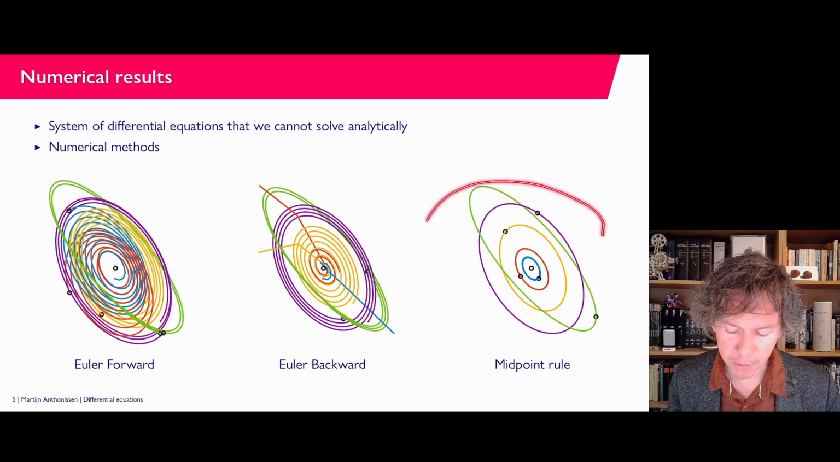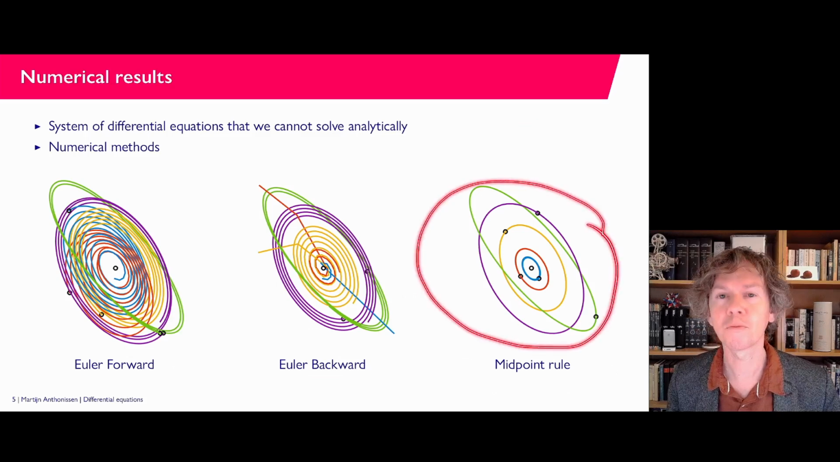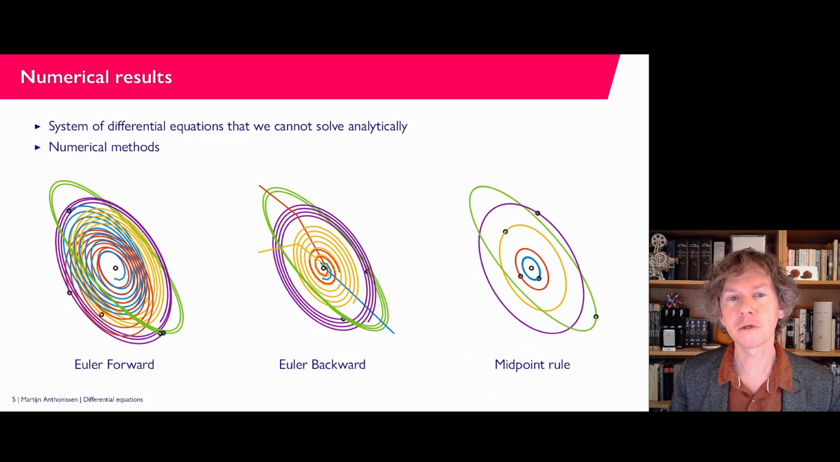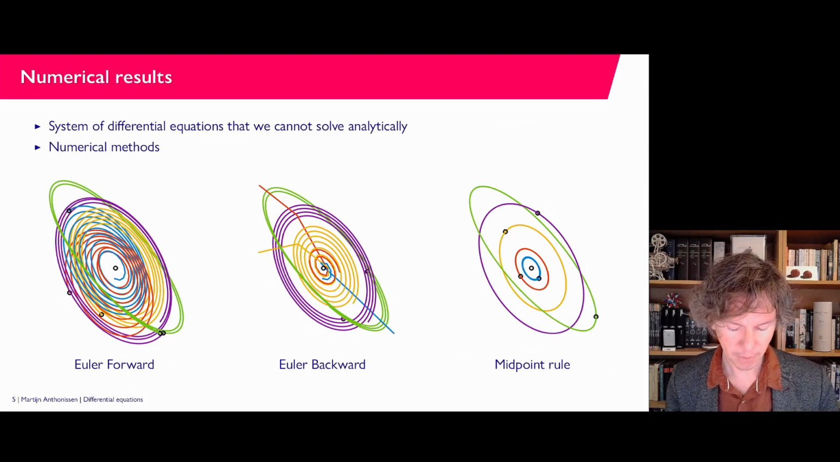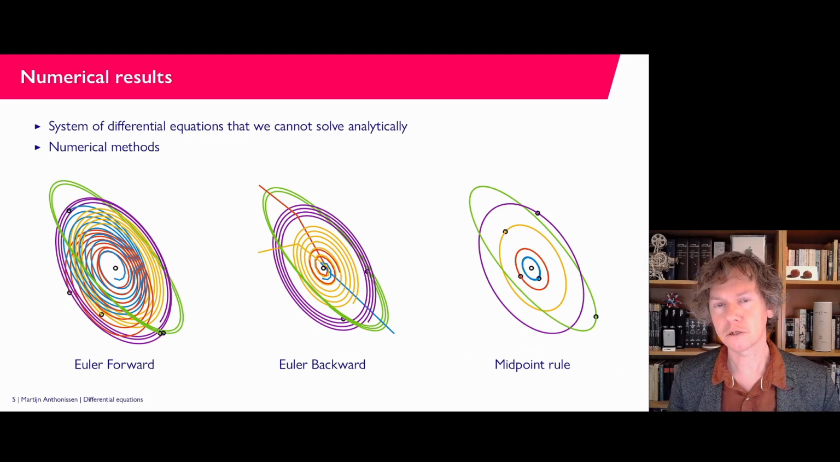And then finally, the midpoint rule is one of the simplest numerical methods that preserves the distance to the sun. So you get periodic orbits here. Now, we won't be discussing these types of problems here, but I just want to show you this as an application of differential equations.